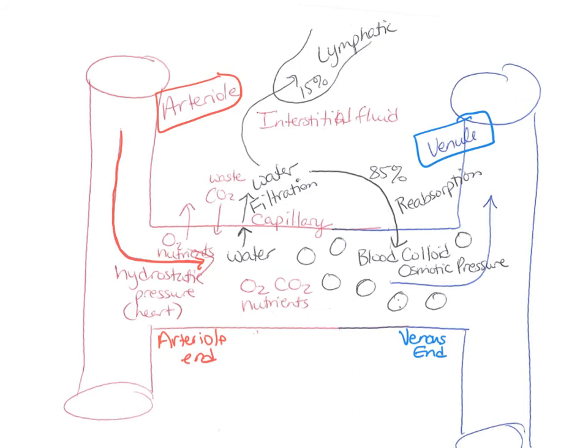Then that pressure pushes the fluid up against the walls of the capillary and will force solutes and water out of the plasma through those capillary walls. Right, so we're going to see water getting pushed against the wall of the capillary and forced out into the interstitial fluid, and then some other things like small solutes and ions are going to pass through those capillary walls as well.